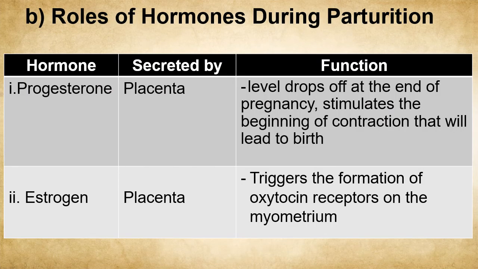Now we're going to look at 9.4, roles of hormones during parturition. The first hormone is progesterone, which is secreted by the placenta. Progesterone level drops off at the end of pregnancy, therefore stimulating the beginning of contractions that will lead to birth. The next hormone is estrogen, which is also secreted by the placenta. Estrogen triggers the formation of oxytocin receptors on the myometrium. Therefore, the myometrium will be more sensitive to oxytocin.